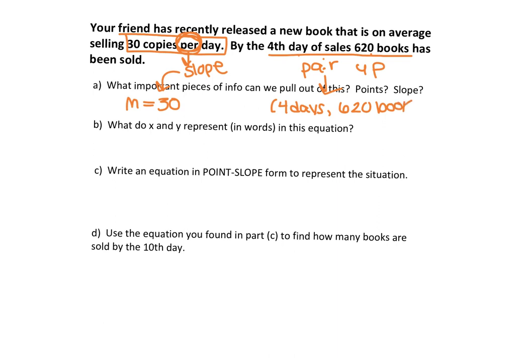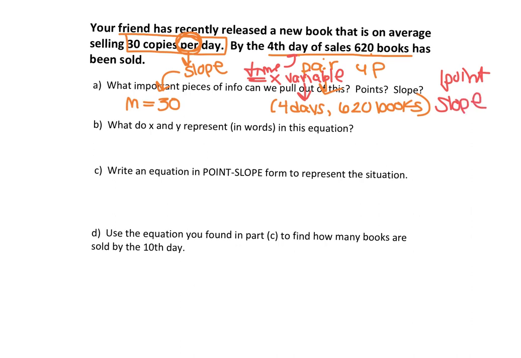Now, oftentimes, students get confused. Well, how do I know that it goes 4, 620? Well, time, which here is in days, is typically the x variable. So maybe make a note of that. Time is typically our x variable. So here in this problem, we have 1 point of 4, 620, and we have the slope.